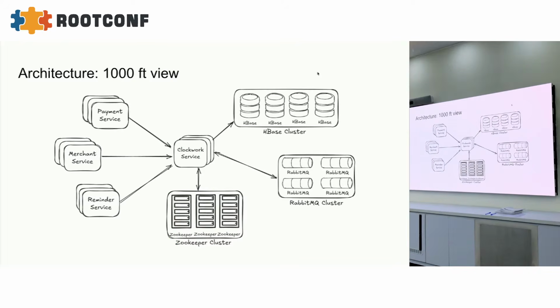Let's look into the architecture from a very high-level perspective. On the left, you will see all the services trying to interact with Clockwork. We have HBase as our durable store, RabbitMQ for our messaging for doing any kind of asynchronous operations, publisher-subscriber operation, and Zookeeper as the brain or the coordination layer. I will cover each and every aspect of the architecture, but this is how the high-level picture looks.